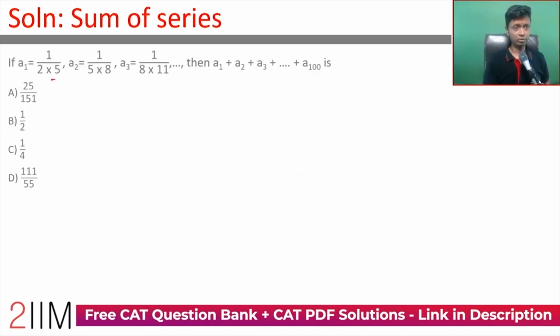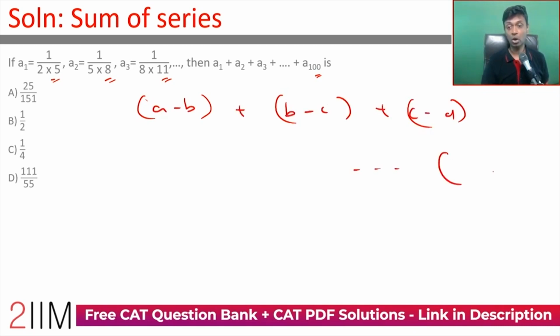A1 is 1 by 2 into 5, a2 is 1 by 5 into 8, a3 is 1 by 8 into 11, all the way till a100. And so, how do we do this? This is going to be something of this form. Finally, you have to sense this: a minus b plus b minus c plus c minus d, all the way till something.